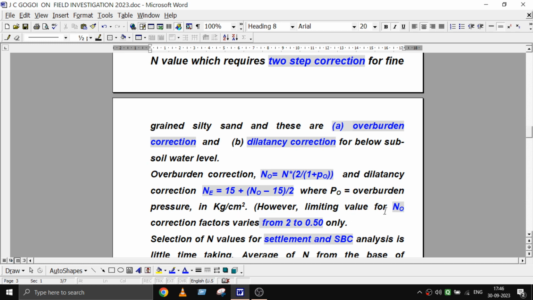I am writing here: overburden correction factor varies from 2 to 0.5 only. We shall not go below 0.5.